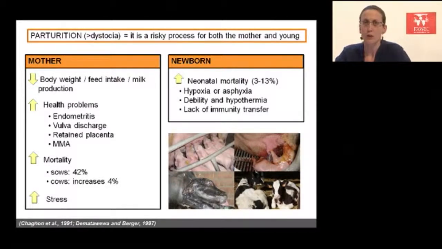And also, in the case of the mother, we have another effect, which is the increase of stress. And I'm going to talk about this stress in the next slide. So at the end, we say that parturition can affect the mother, but also the newborn. And that's true because dystocia or difficult calving increases the probability of neonatal mortality.